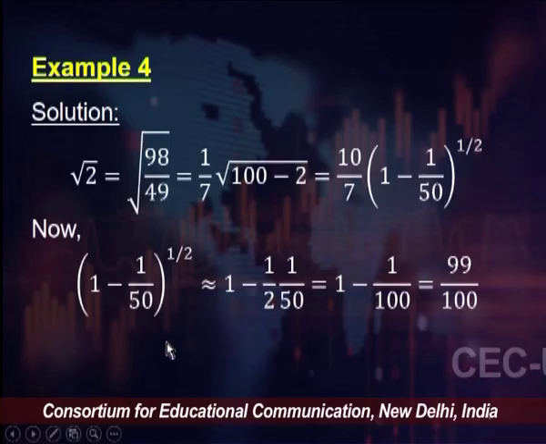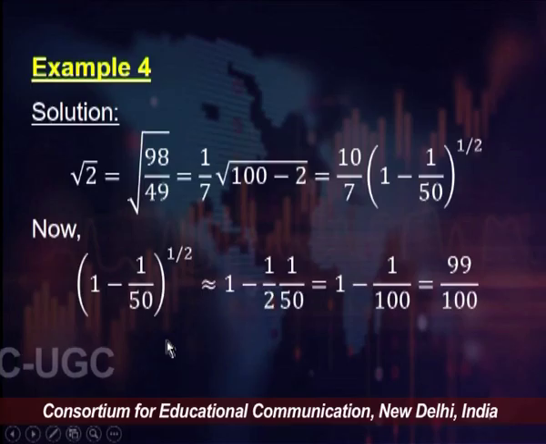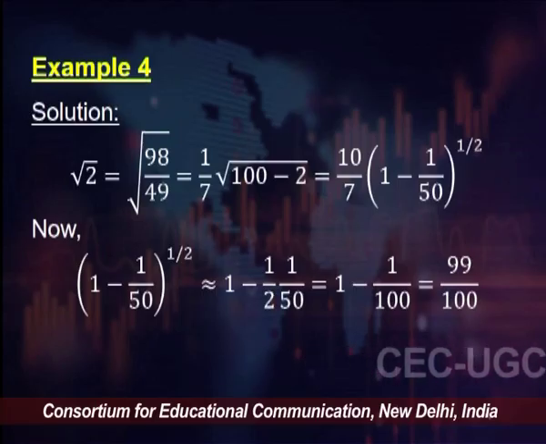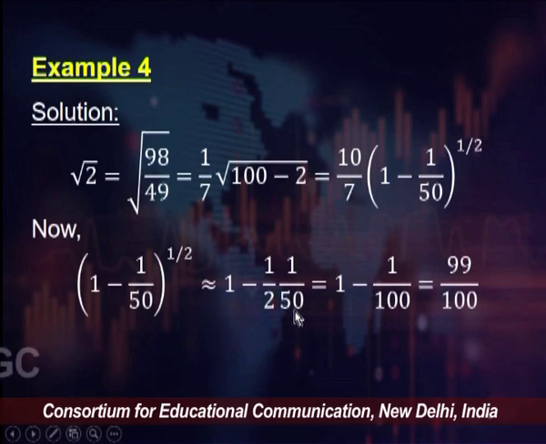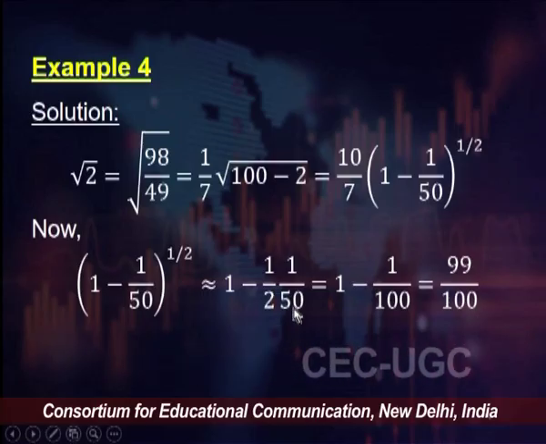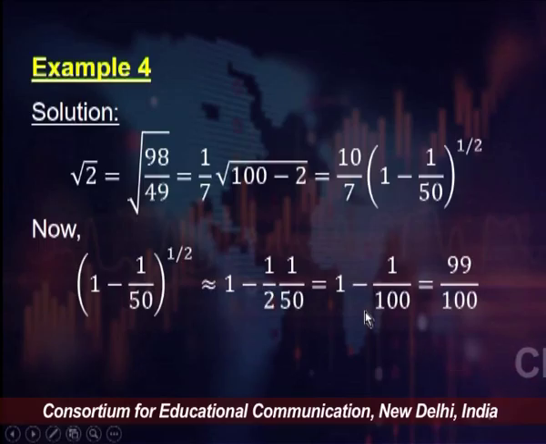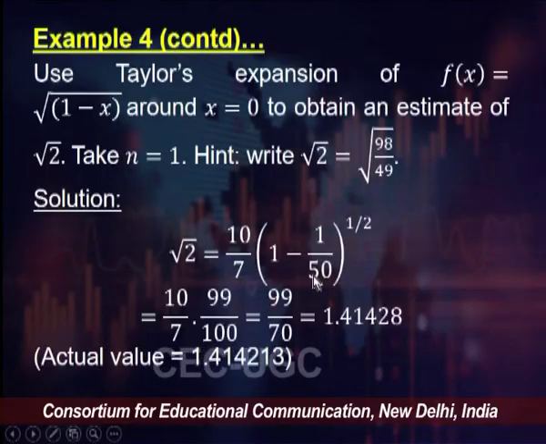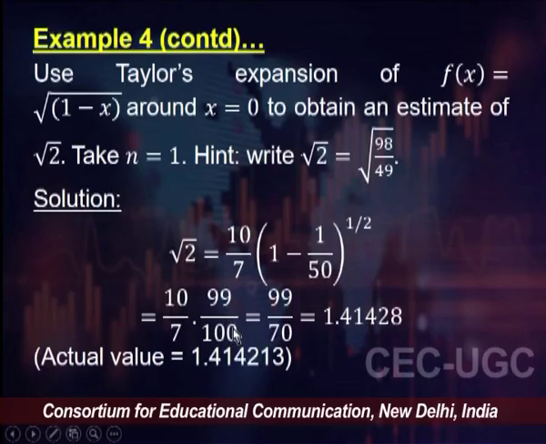Now, 1 minus 1 by 50 to the power half is going to mimic our 1 minus x to the power m, which is something we've already seen as being given by 1 minus m times x. So that's going to give us 1 minus half, because m here is half, times x, which is 1 by 50. That in turn is equal to 1 minus 1 by 100, or 99 by 100. Further, in order to calculate the square root of 2, I'm going to multiply the estimate of 1 minus 1 by 50 to the power half by 10 by 7. So I have 10 by 7 times 99 by 100, which is 99 by 70.